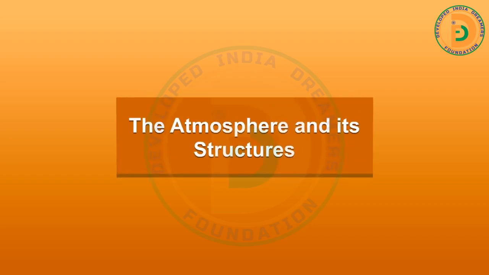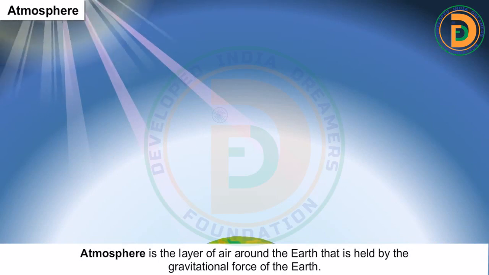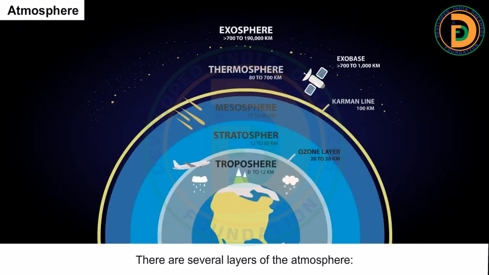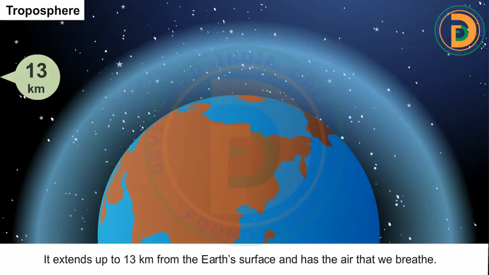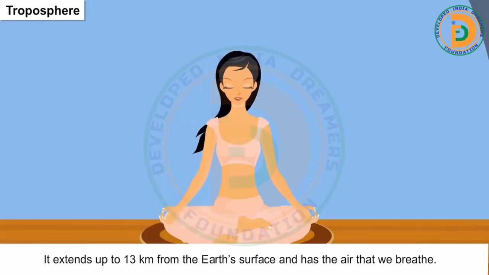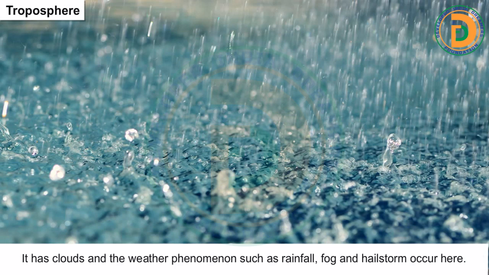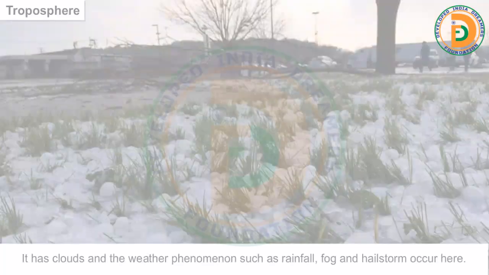The atmosphere and its structures. Atmosphere. Atmosphere is the layer of air around the Earth that is held by the gravitational force of the Earth. There are several layers of the atmosphere. Troposphere. It extends up to 13 km from the Earth's surface and has the air that we breathe. It has clouds and the weather phenomena such as rainfall, fog, and hailstorm occur here.